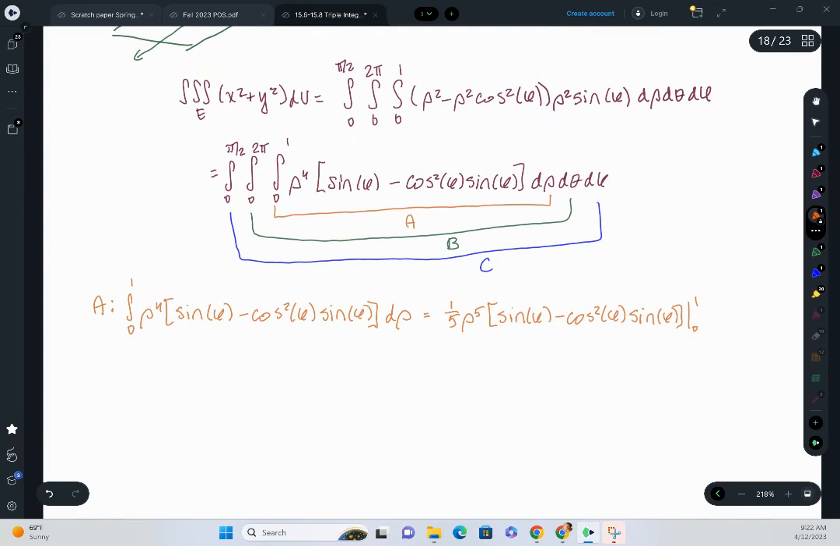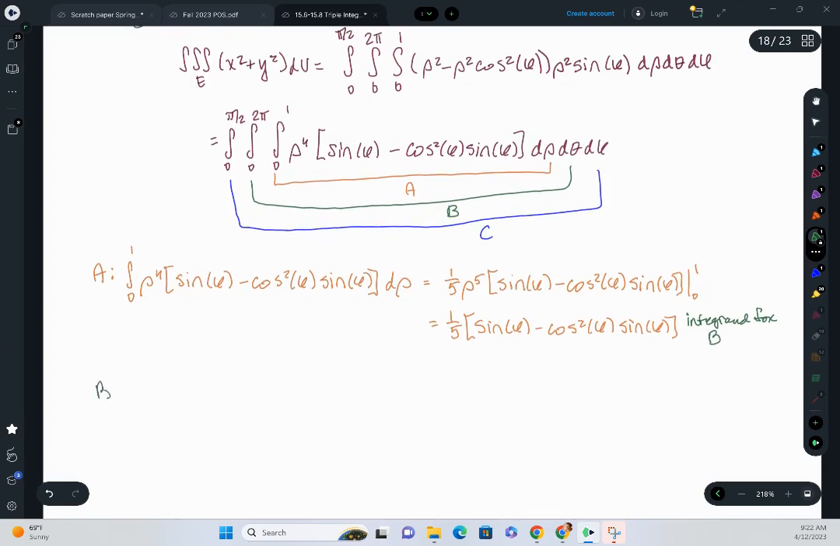When I evaluate this from 0 to 1, the contribution from 0 is nothing, and the contribution from 1 is just a fifth. So this just becomes 1/5 sine of phi minus cosine squared of phi, sine of phi. All right, this is my integrand for B. So I can go ahead and work on B.